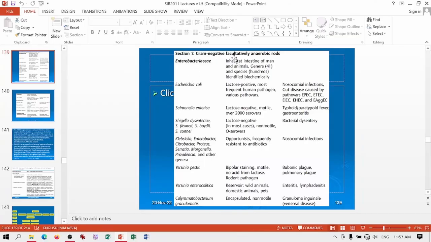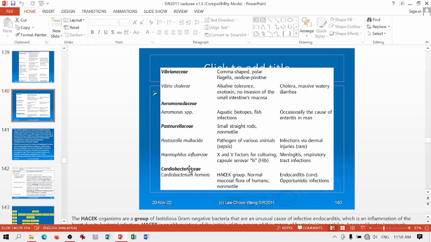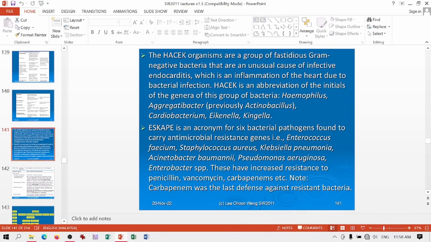There is also a group of gram-negative facultative anaerobic rods that are opportunists, frequently resistant to antibiotics and cause nosocomial infections, including Klebsiella, Enterobacter, Citrobacter, Proteus, Serratia, Morganella, Providencia, and other genera. Another important one is Cardiobacterium hominis, part of the HACEK group. The HACEK group of fastidious gram-negative bacteria are the ones that cause infective endocarditis, which is an inflammation of the heart due to bacterial infection. HACEK is an abbreviation of Haemophilus, Aggregatibacter, previously known as Actinobacillus, Cardiobacterium, Eikenella, and Kingella. So this is the HACEK group.